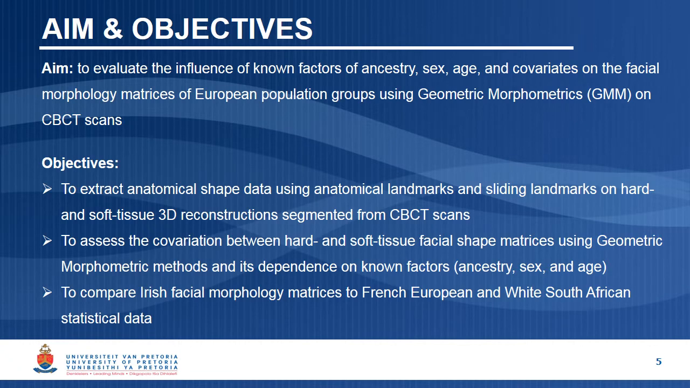The aim of our study is to evaluate the influence of known factors of ancestry, sex, age, and covariates on the facial morphology matrices of European population groups using Geometric Morphometrics, or GMM, on CBCT scans. The objectives are to extract anatomical shape data using anatomical landmarks and sliding landmarks on hard and soft tissue 3D reconstructions segmented from CBCT scans, to assess the covariation between hard and soft tissue facial shape matrices using geometric morphometric methods and its dependence on known factors of ancestry, sex, and age. And lastly, to compare Irish facial morphology matrices to French, European, and white South African statistical data.